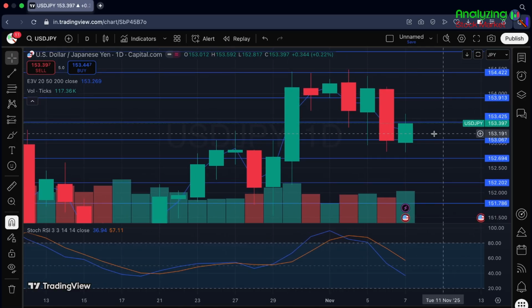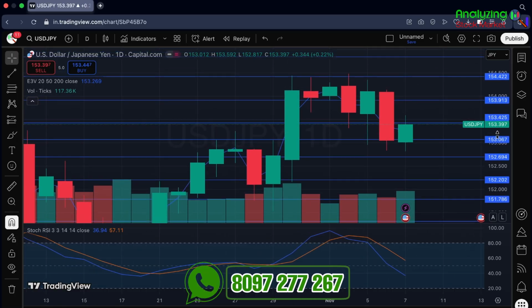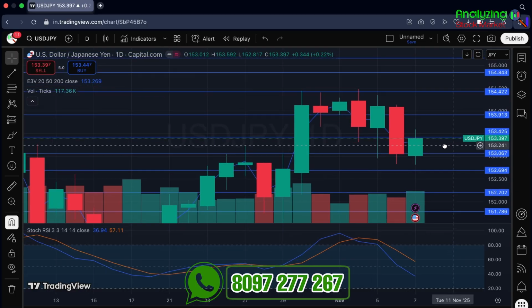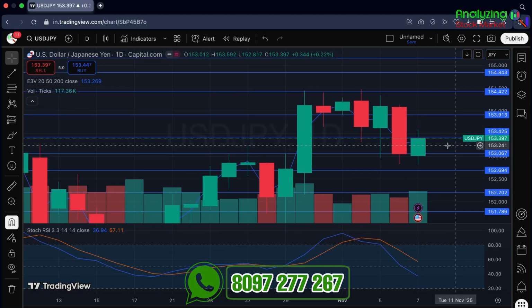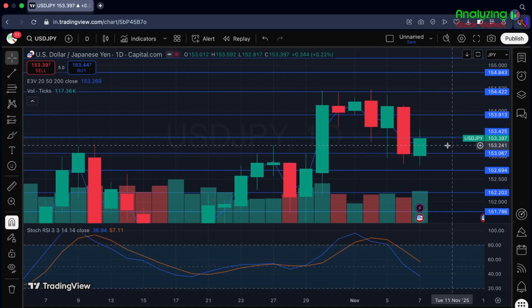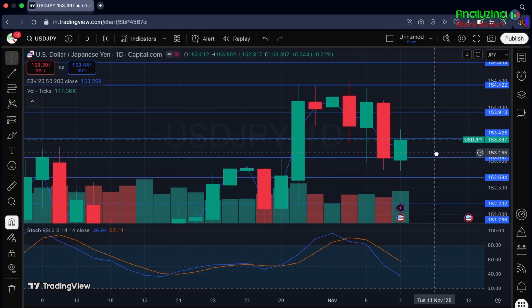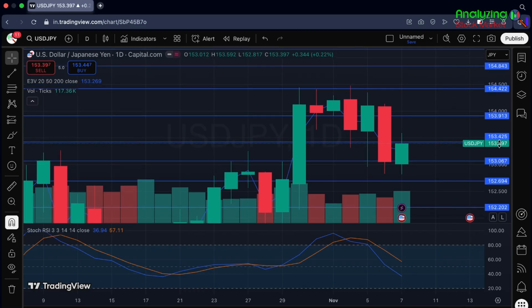Currently, the important support zones and resistance zones are already marked during the previous week's analysis. So currently we don't need to mark any new data because there are no such changes in this week or the previous weeks. So let's talk directly about the closing first. Here 153.397 was the closing.